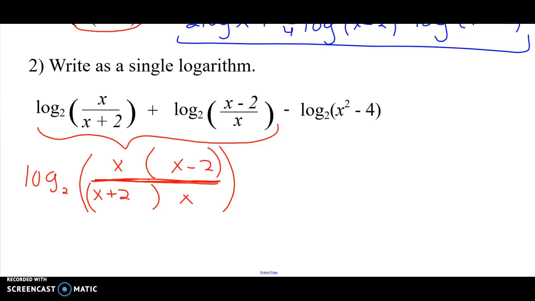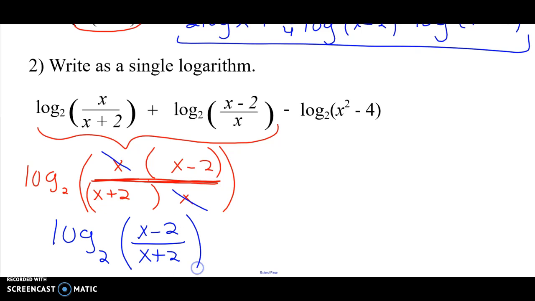So x times x minus 2 and x plus 2 times x. But you're never actually going to distribute. You're never going to FOIL. You always want it to be factored, because then we can see stuff that cancels. So what happens when we have an x on top and an x on bottom? Yeah, so this x and this x cancel. So the first two logs condense down into log base 2 of x minus 2 over x plus 2, minus the one that we haven't done anything yet with, log base 2 of x squared minus 4.